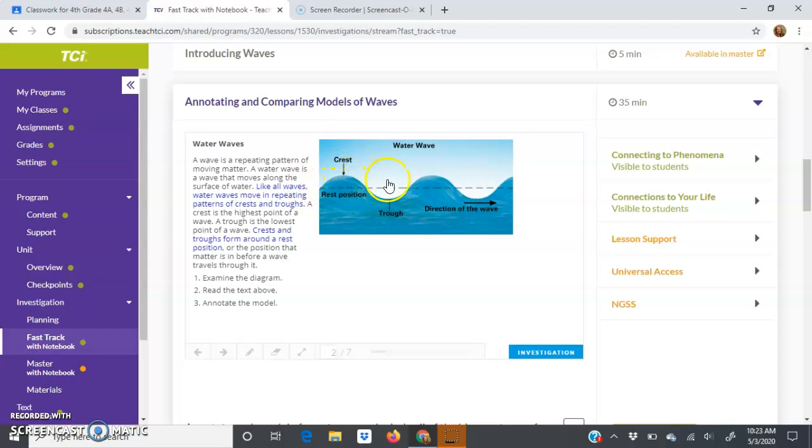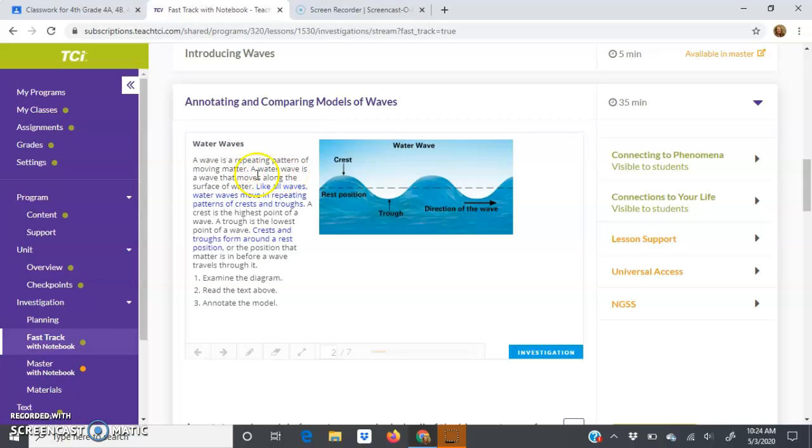And this is called the rest position. So if there were no waves, the water would just be resting at this position. And we know that the waves are traveling in this direction. So they're traveling from left to right. So a wave is a repeating pattern of moving matter.